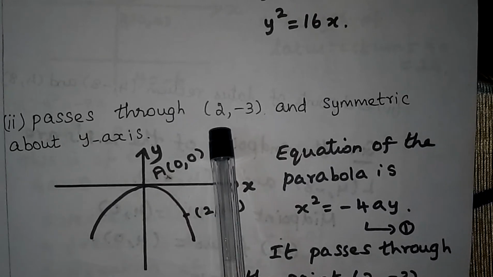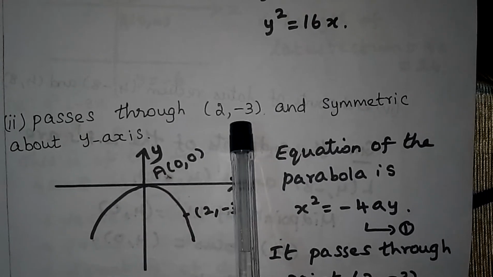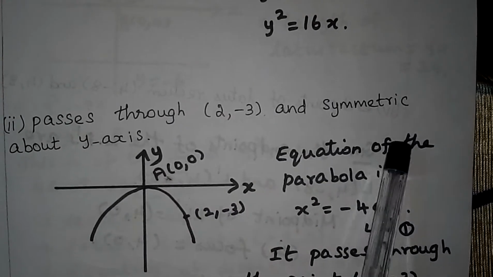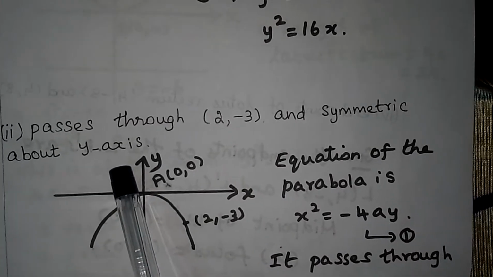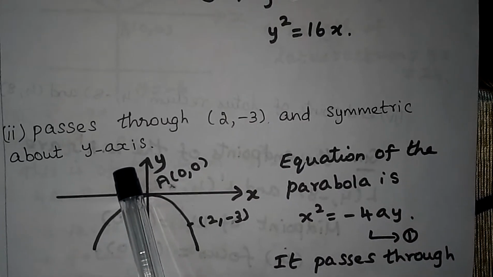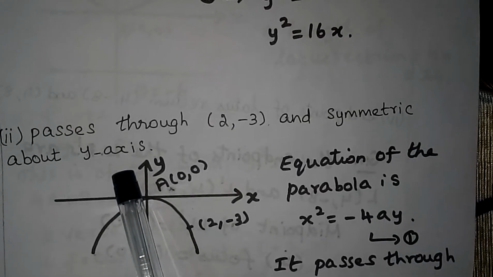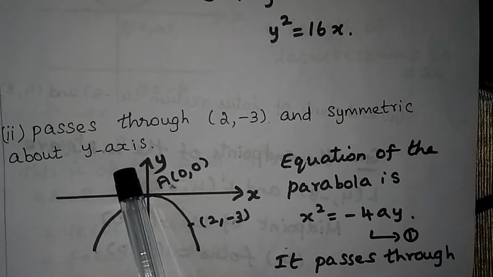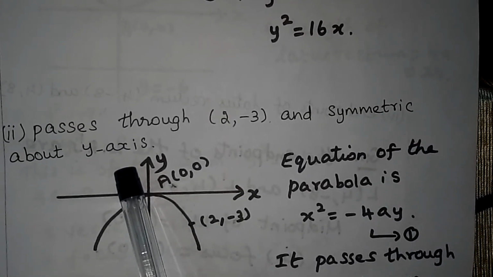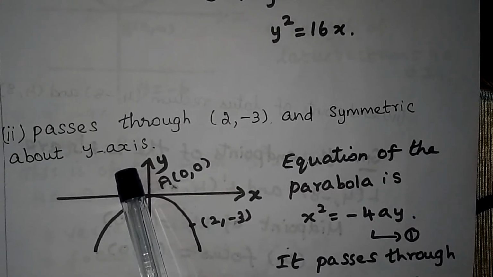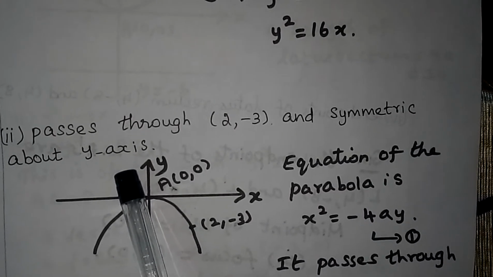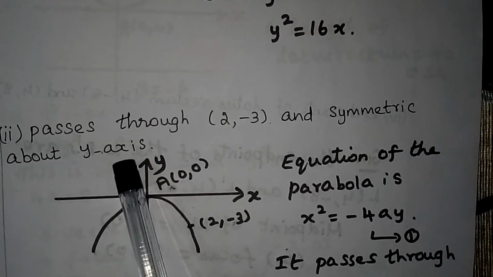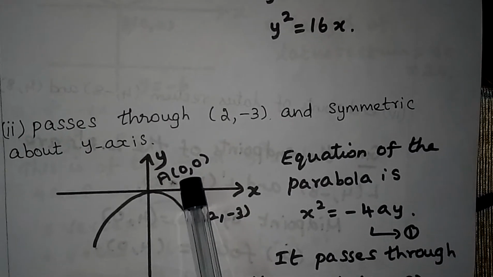Next one, everywhere you have to find the equation of the parabola only. Here the given condition is the parabola passes through the point 2, minus 3 and is symmetric about the y-axis. Symmetric about the y-axis means the y-axis divides the parabola into two equal parts. So it may be the third type or fourth type. It may open upward or downward. But the vertex will be the origin only. So mark the vertex first.